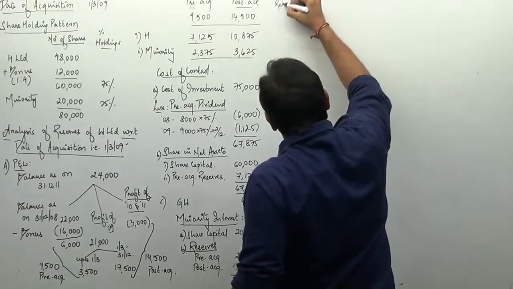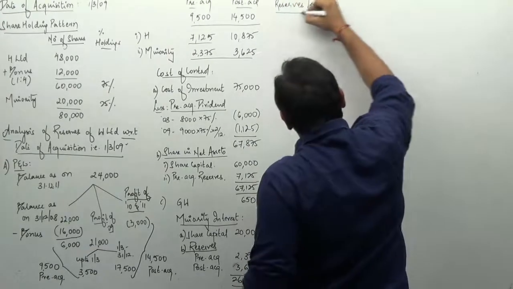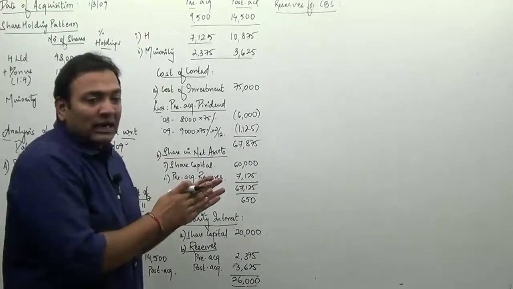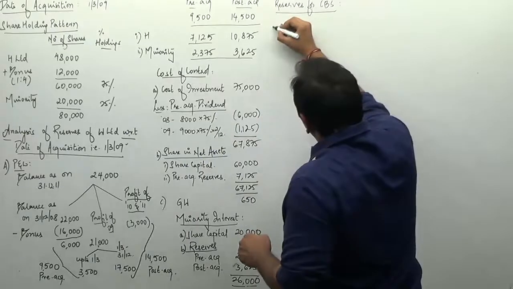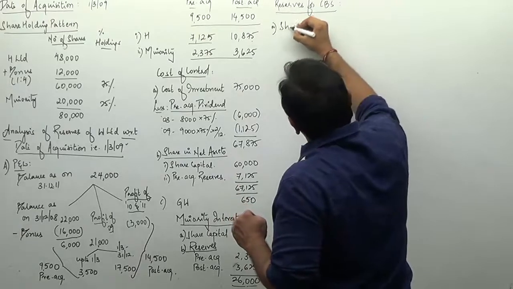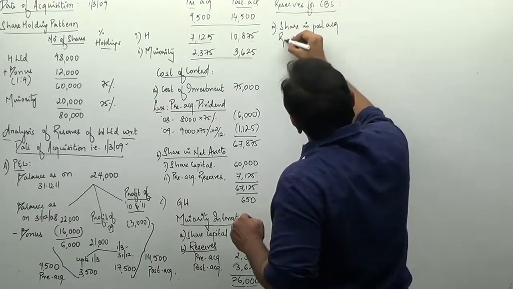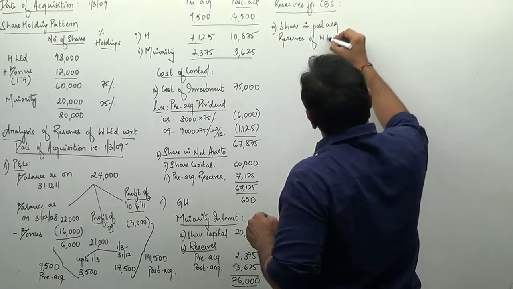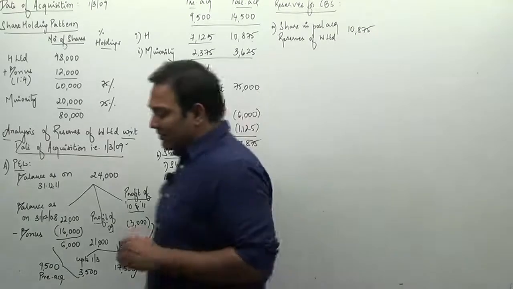I cannot solve my reserves for CBS completely because I do not have the holding company share in the reserves. What is holding company's balance of reserves? I don't know. So what we'll write in your P&L is only those figures which are supposed to be added. Okay. So what are supposed to be added? First one easily we can say is this figure. H Limited share in post-acquisition reserves of subsidiary W. H Limited share in the subsidiary's post-acquisition reserve 10,875. Compulsory.